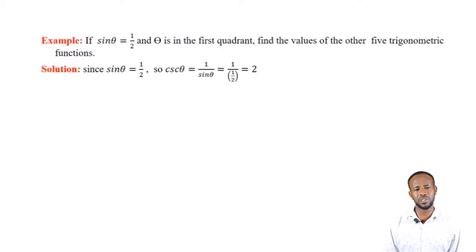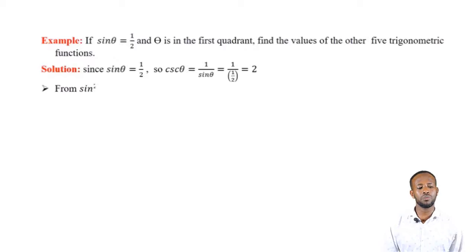What was the relationship between sine and the cosecant? They were reciprocal of each other. So cosecant theta will be equal to 1 over sine theta, which is equal to 1 over 1/2, and this will become 2. So we have got now 1. How many are left for us from the 5 trigonometric functions? 4. Let us find the other 4.